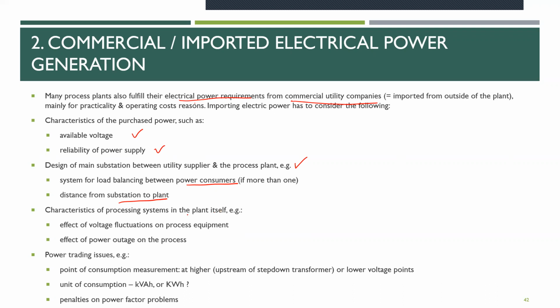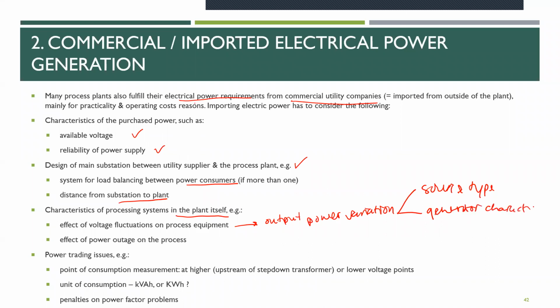The third one is the characteristic of the processing system in the plant itself. For example, we need to consider the effect of voltage fluctuations. Voltage fluctuations can occur due to output power variations. For instance, it depends on the source type, the generator characteristic, and also the impedance of the network in this case.